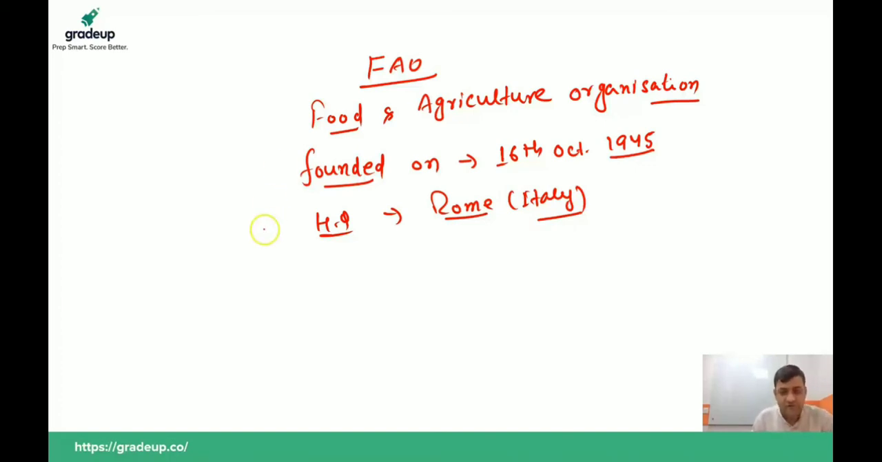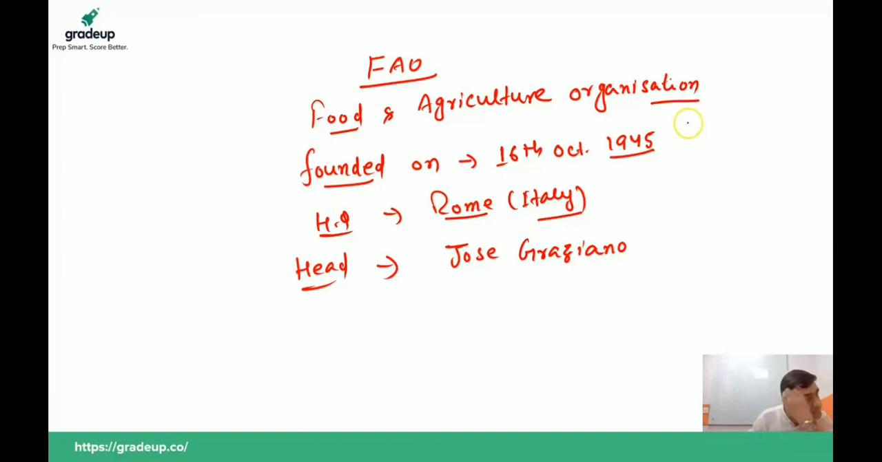And the head of the FAO is Jose Graziano da Silva. He is the head of which one? You will say Food and Agriculture Organization, which we call FAO. Food and Agriculture Organization is headed by Jose Graziano da Silva.